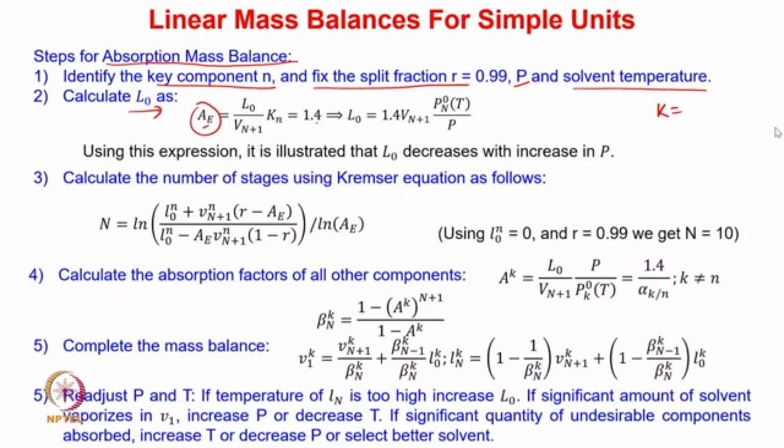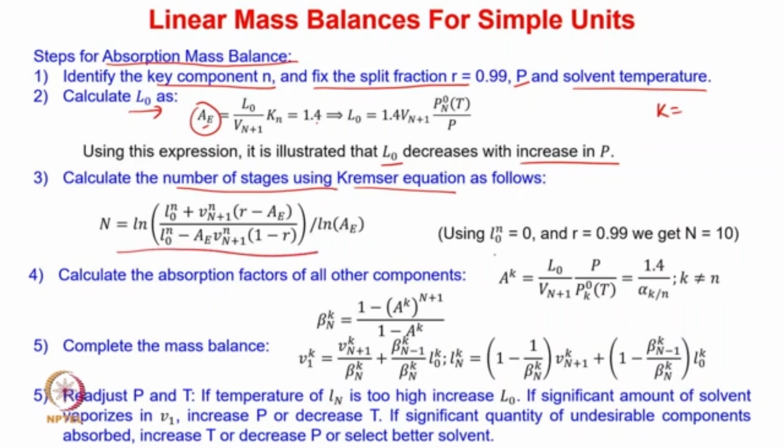Okay. So the next step is, we can calculate L naught here, and you can see that L naught decreases with increase in P. Once we have calculated L naught, then we have to calculate the number of stages. Remember the Kremser equation which we have derived earlier. So the same Kremser equation we can use, and we can calculate the number of stages.